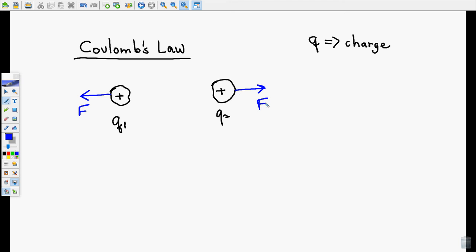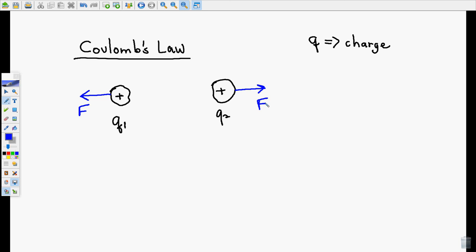Now, even if the magnitude of Q1 is different than the magnitude of Q2, they both experience the same force. However hard Q1 pushes on Q2, that's exactly how hard Q2 pushes back on Q1. So notice there's not like an F1 or an F2. Sometimes the problem will simply ask you, hey, how much force acts on charge Q2? But it would be the same answer if they asked how much force acts on charge 1. The magnitude of the force is the same because it's a third law action-reaction pair.